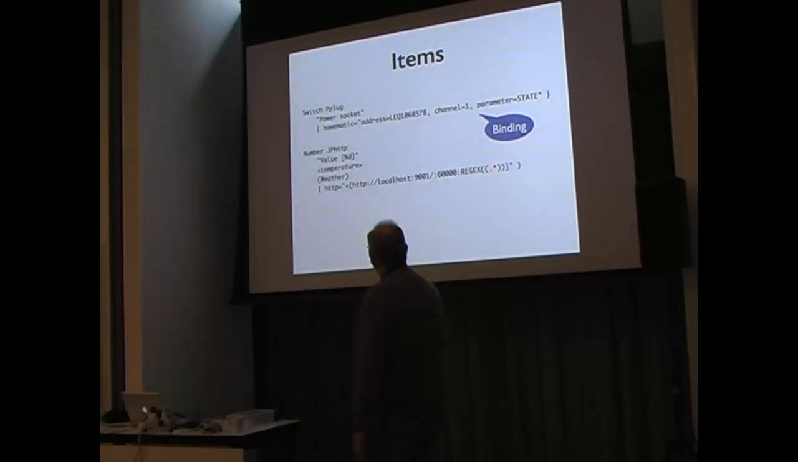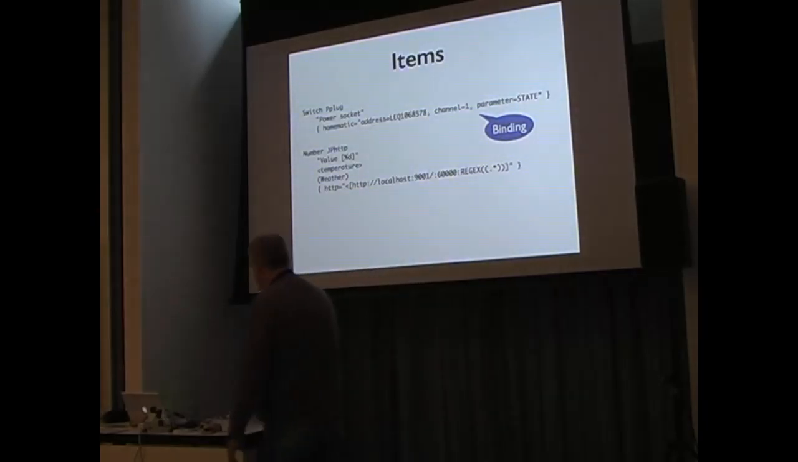And a switch or any item is connected to a binding. And this is the address of this binding. This is something you don't learn by heart. You check the documentation. And maybe compare this line with this line. This is also a binding. This is the HTTP binding, whereas this is the Homematic binding. The Homematic binding requires an address and a channel number, and this address is hard-coded into the individual Homematic appliance. Yes?